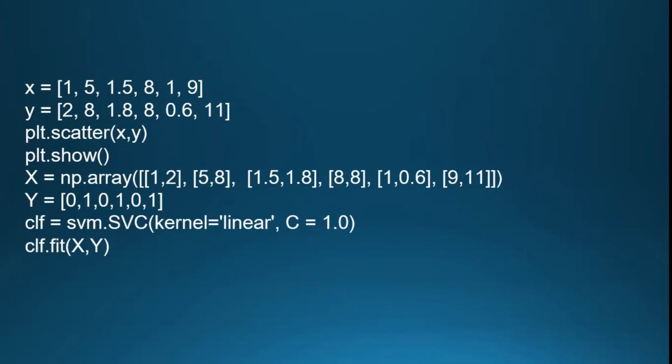Now consider we have two features. The features will be visualized as axes on our graph. So something like x is equal to 1, 5, 1.5, 8, 1, 9, and y is equal to 2, 8, 1.8, 8, 0.6, 11. Then we can graph this data using plt.scatter of x, y, then plt.show. So the results you can find in your graph. It's showing a two-dimensional graph, a 2D graph. If we had three features, it could be a 3D graph. The 3D graph would be a little more challenging for us to visualize the group and divide, but still we can do it.